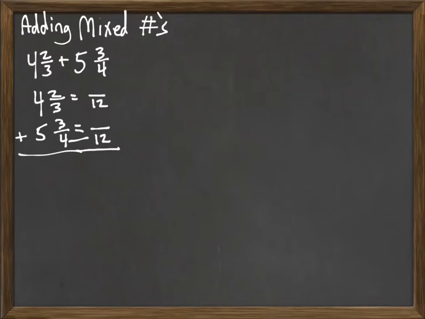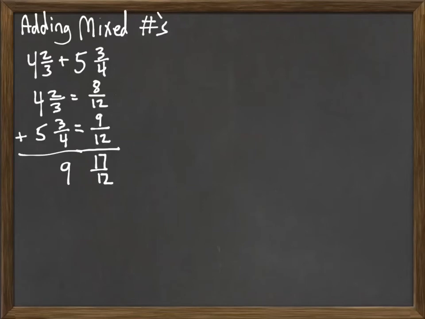And 4 times 3 is 12. So 3 times 3 would give me my new numerator, which is 9. And at this point, we can go ahead and add. 8 plus 9 is 17 over 12. And we can add the whole numbers. 4 plus 5 is 9.